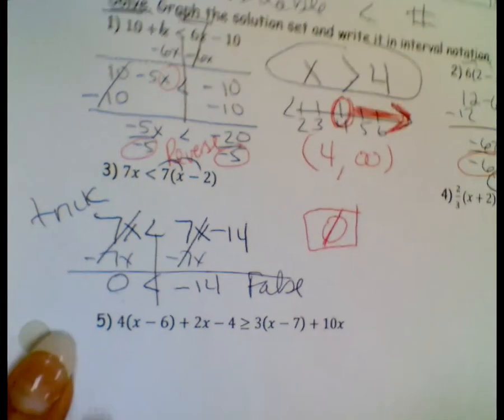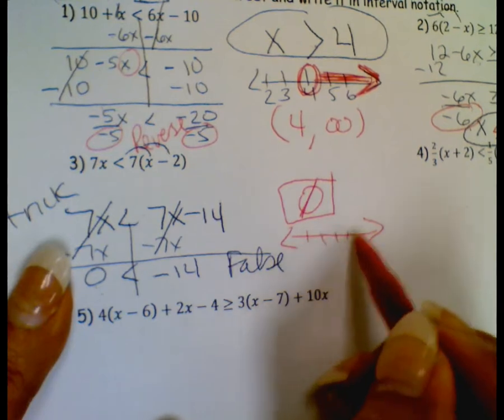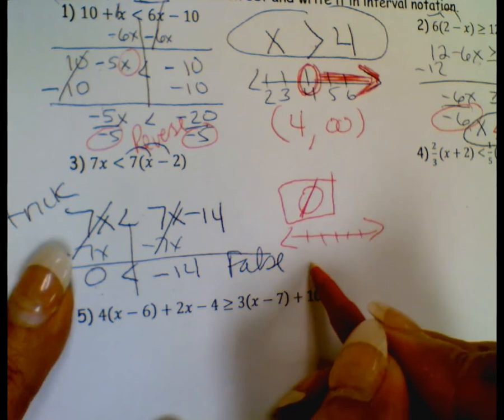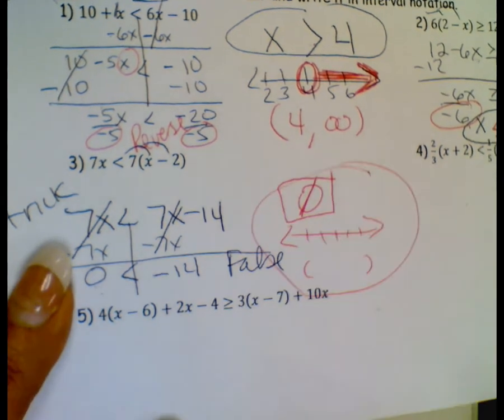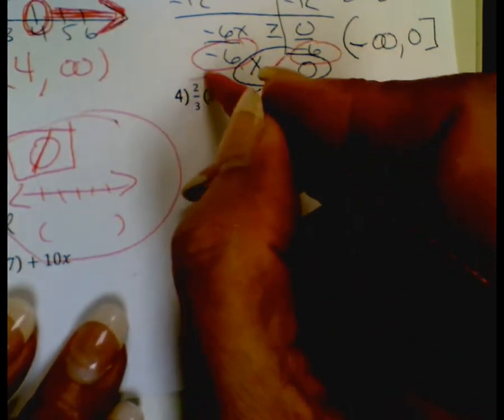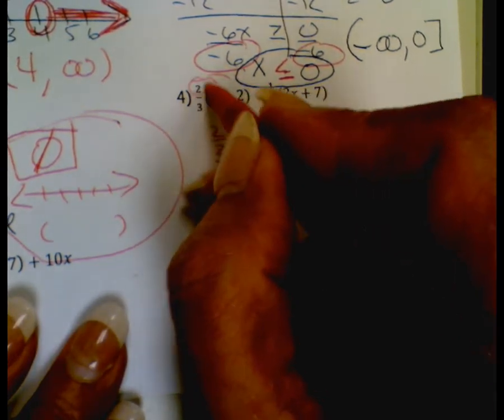That's your solution. How do you graph an empty set? You leave a number line blank. Just go like this. Don't even put any numbers. It's a blank number line. And interval notation is blank. Okay? Everything's blank. No solution.